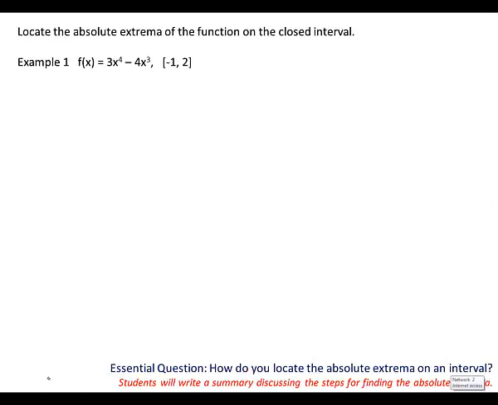All right, we're supposed to locate the absolute extrema of the function on the closed interval. So the first thing we're going to do is take the what? Derivative. Remember, we have to do calculus, right? And the calculus is a limit or a derivative at this point. So you've got to do some calculus. So what is the derivative of that function? Okay. And now to find the critical point, what do we have to do? Good.